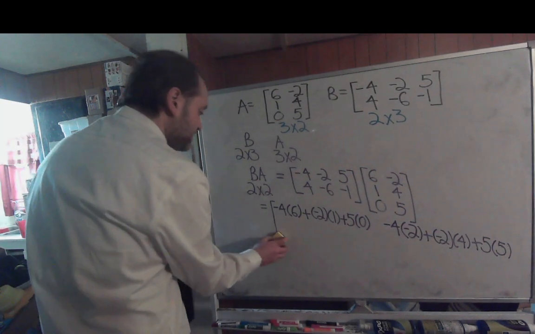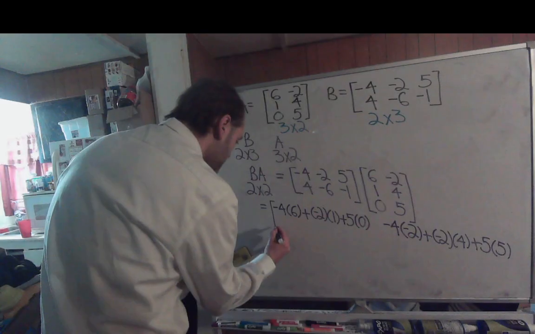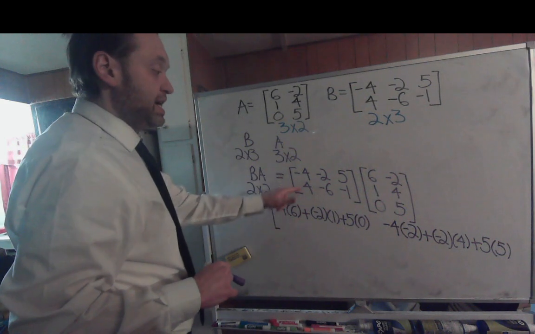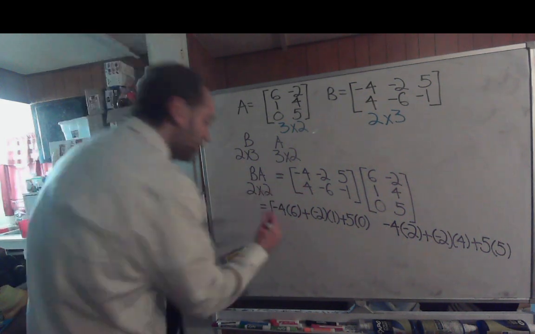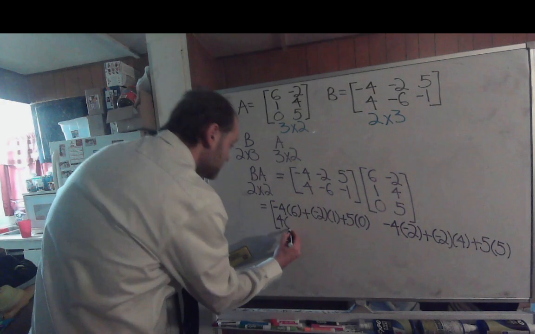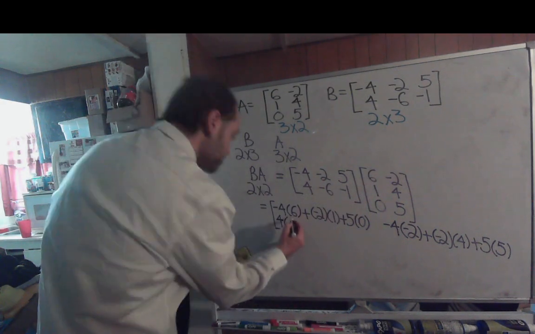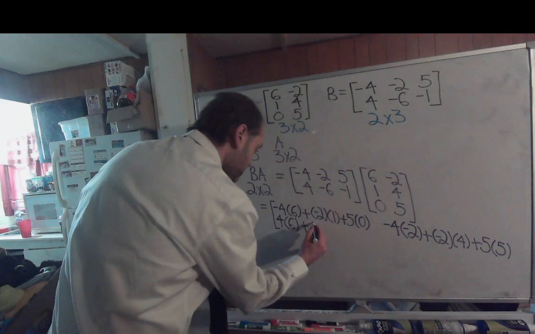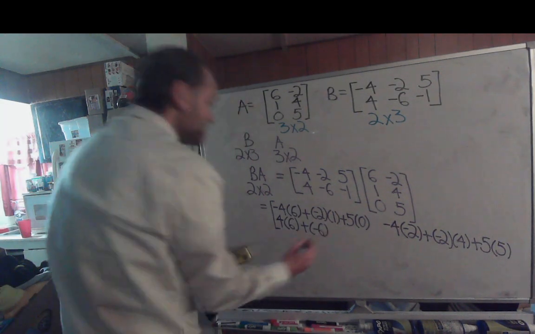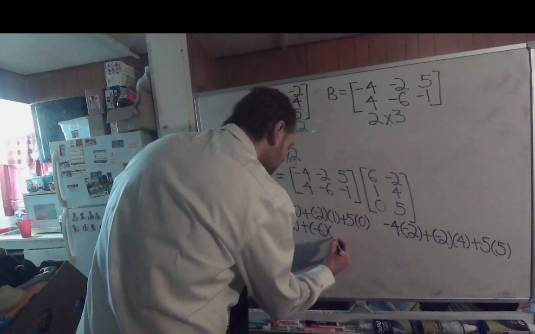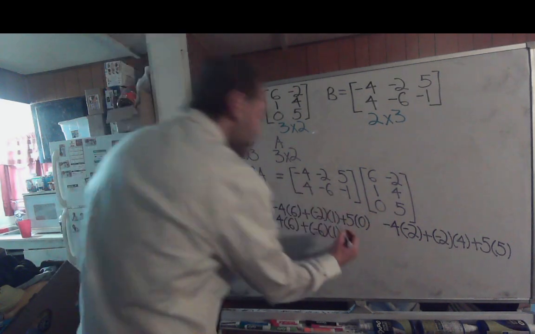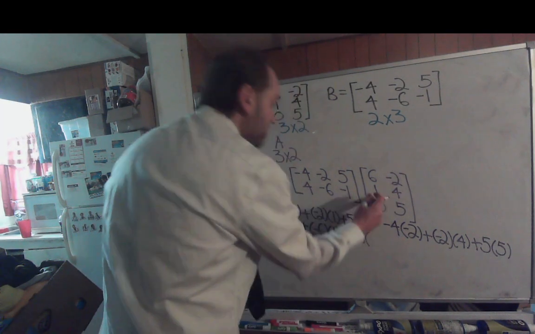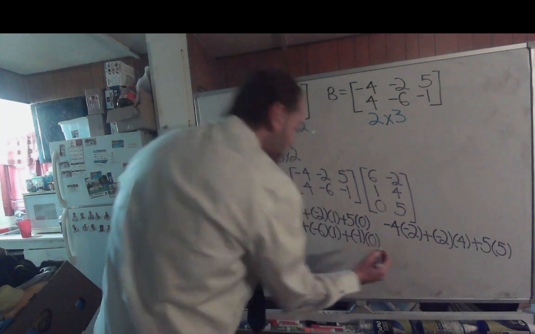I probably don't need to make this box so big. Now to get the entries of your second row, you're going to take the first number of the second row, which would be 4, times the first number of the first column, which would be 6, plus you'll take the second number of your second row, which would be negative 6, times the second number of the first column, which would be 1, plus you'll take the third number of the second row, which would be negative 1, times the third number of the first column, which would be 0.